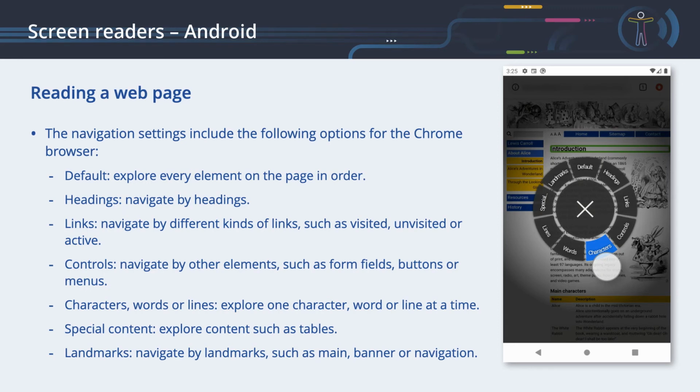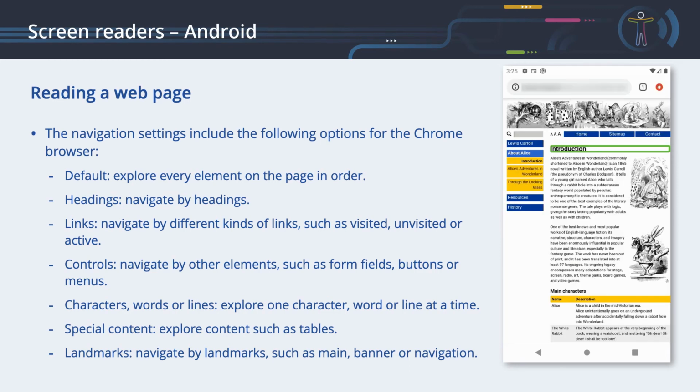Characters. Words. Lines. Explore one character, word, or line at a time. Special content: explore content such as tables. Landmarks: navigate by landmarks, such as main, banner, or navigation.